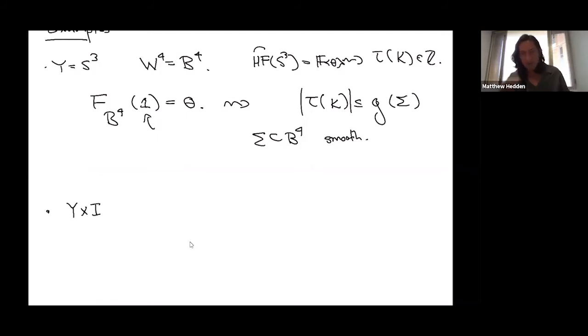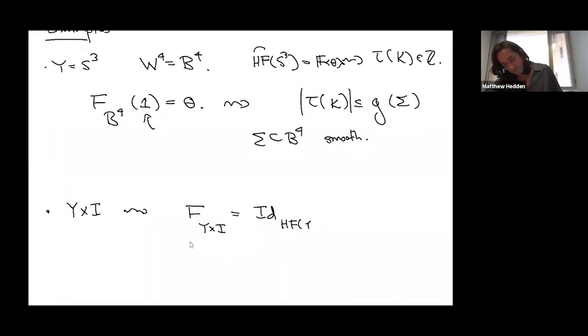Now let's think about maybe the next simplest four manifold, and this is the one you brought up. Consider the product cobordism Y cross I. The map on Floer homology associated with the product cobordism is equal to the identity on the Floer homology of Y. So this is, in some sense, the best possible case, because now this is an extremely non-trivial map on Floer homology. It's as non-trivial as I'm going to get.